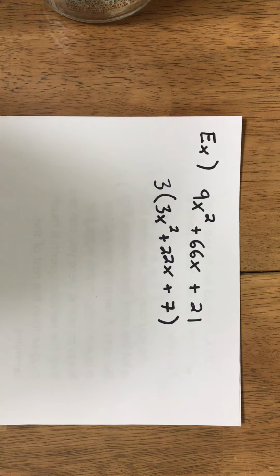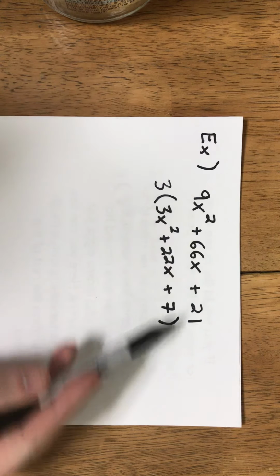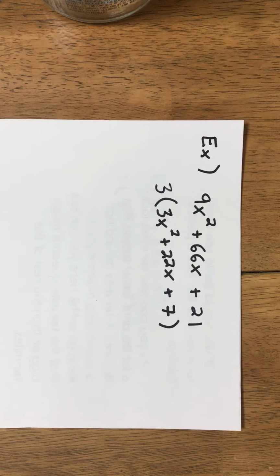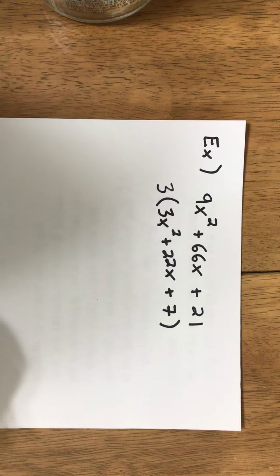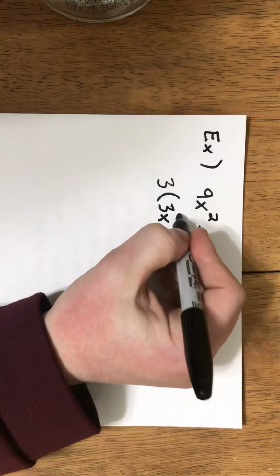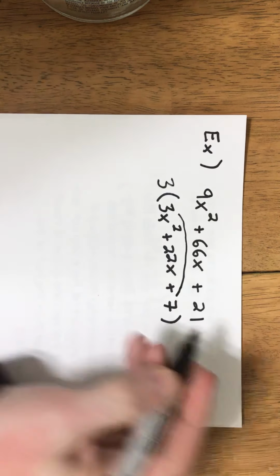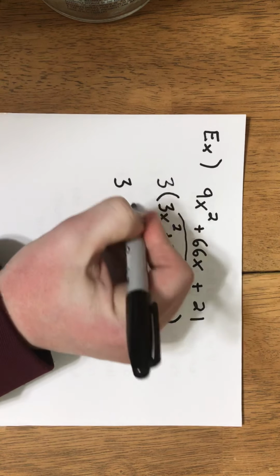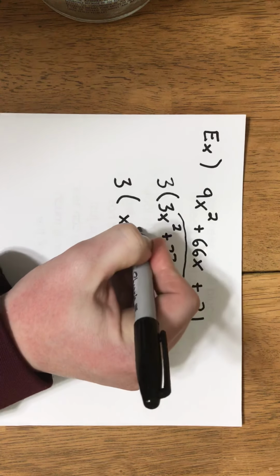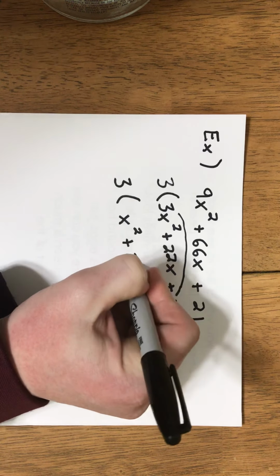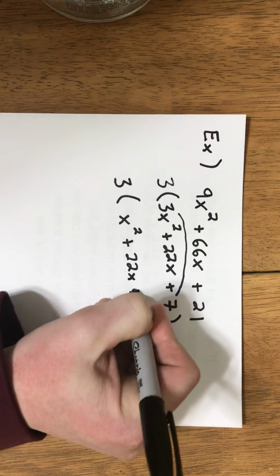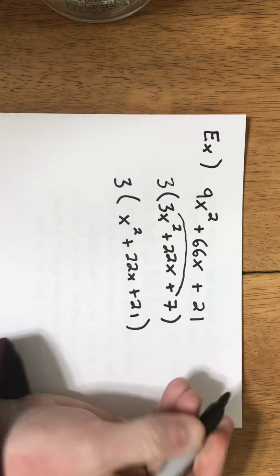So my GCF is now out there. I'm just going to leave that out here. And now, again, I do have a trinomial that has a coefficient that's not equal to 1. So I'm going to use my slip and slide. I'm going to multiply my 3 times my 7. This 3, again, just comes along. So I've got x squared plus 22x plus 21.